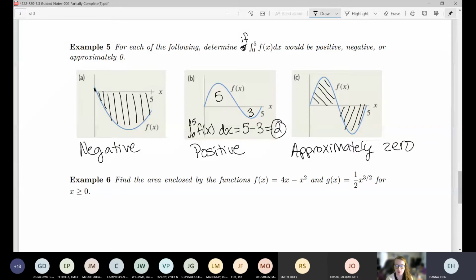If you were asked what's the total area, that would be 8, because when you're finding the total area, you want to treat anything that's below the x-axis as positive. But in a general integral, above positive, below negative. You just don't mess with it.